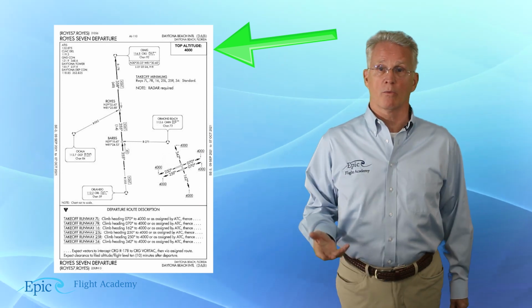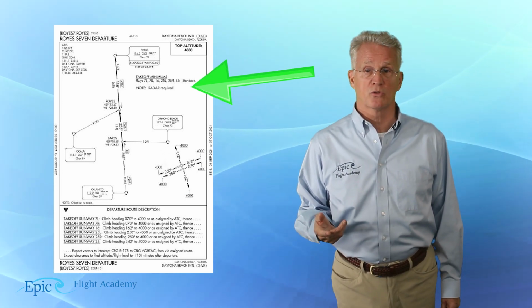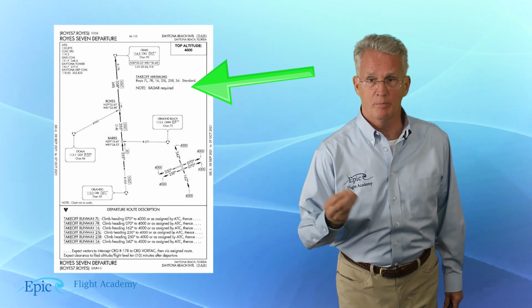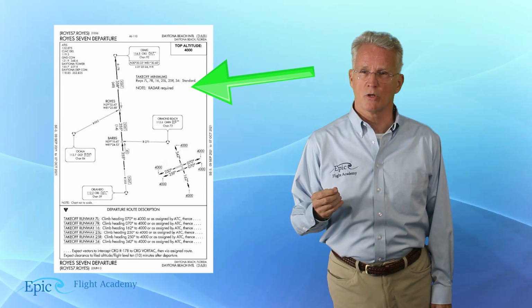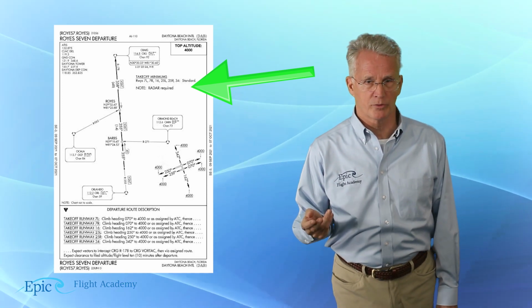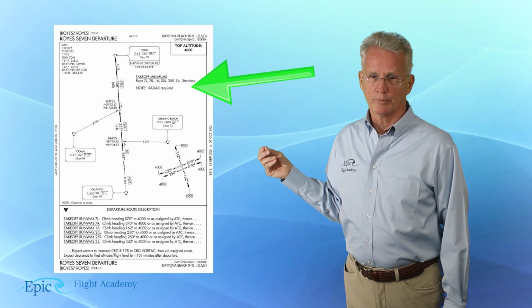As we work our way around, we see notes that will indicate if the procedure is for specific types of aircraft or if there are certain equipment requirements, such as, in our example, radar required.